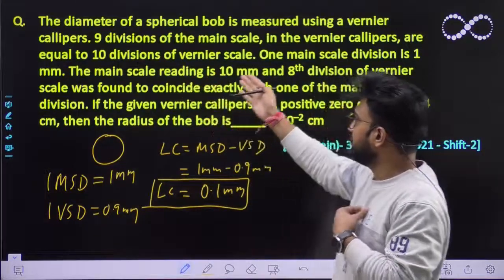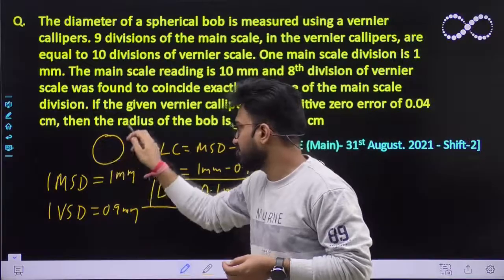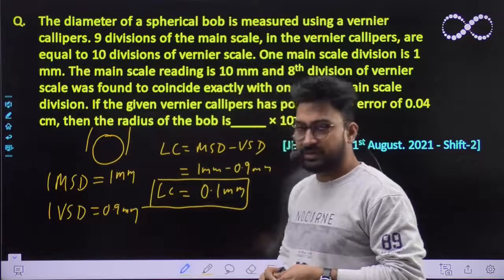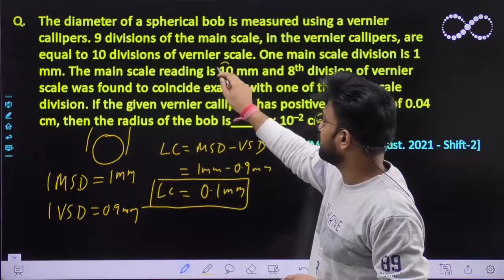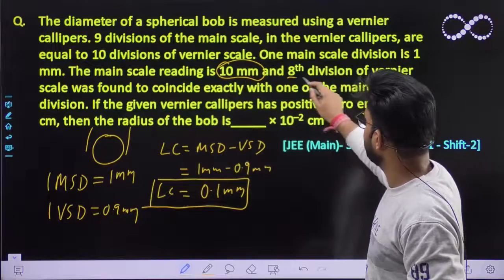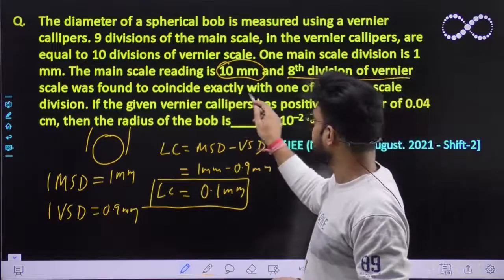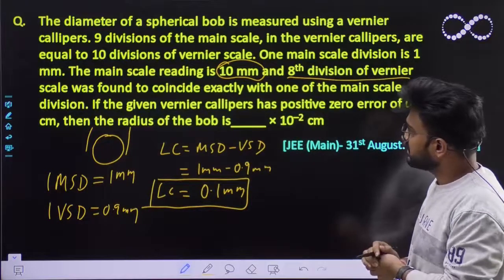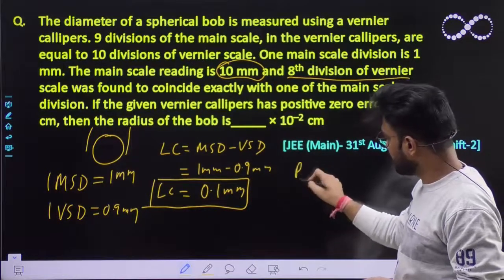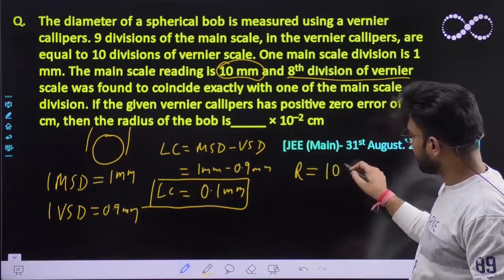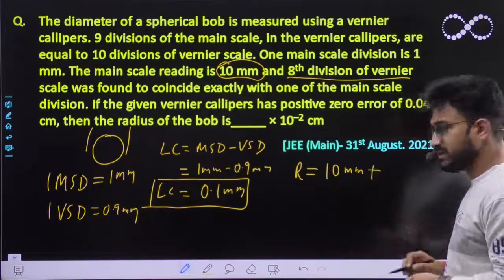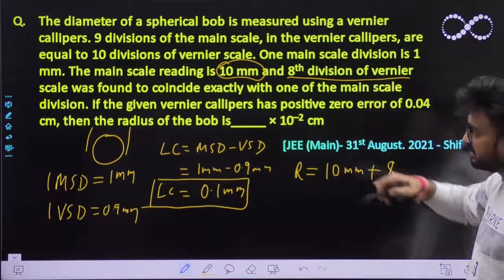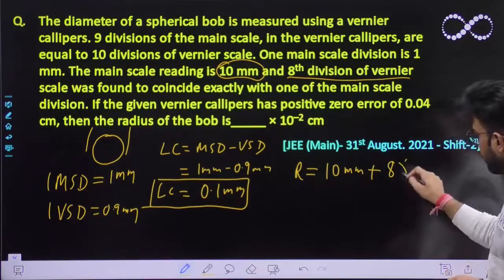Now the main scale reading is 10 mm, if it is measuring this bob's diameter. And the 8th division of the vernier scale coincides exactly with one of the main scale divisions. So we can easily say that the MSD is 10 mm. So the reading would be 10 mm, which is the main scale reading, plus the vernier scale reading, which is nothing but 8 divisions of the vernier scale coinciding with the main scale division. So it would be 8 times the least count.